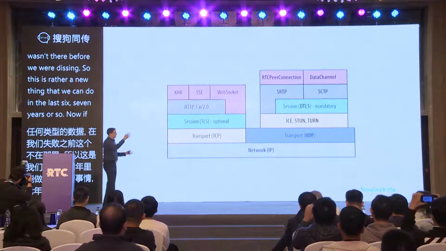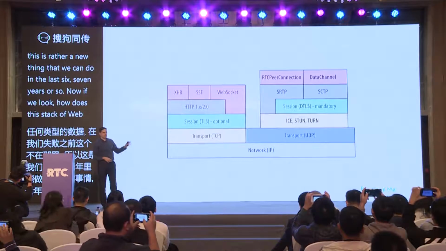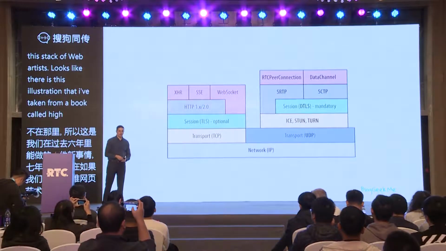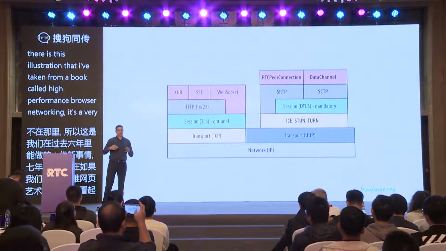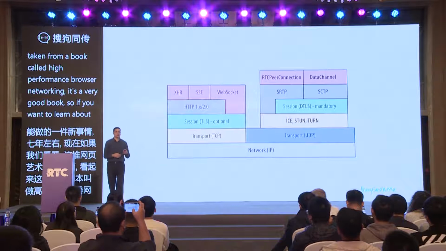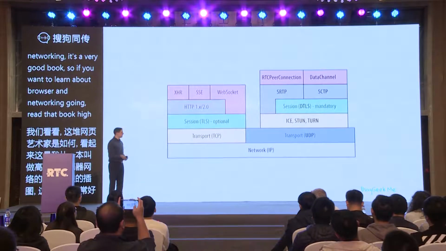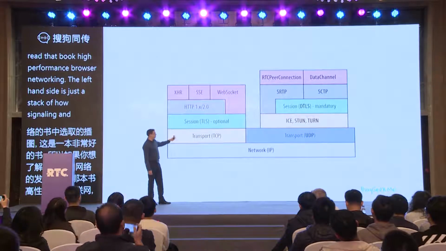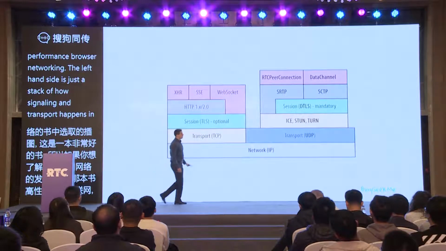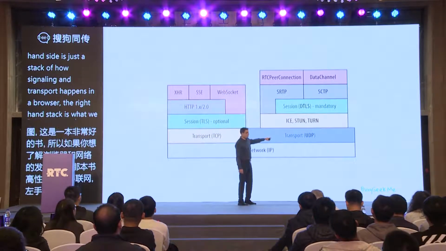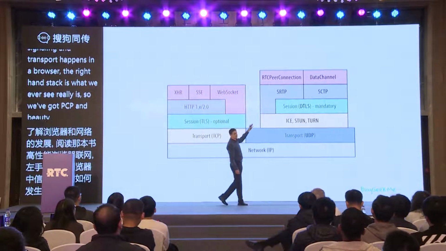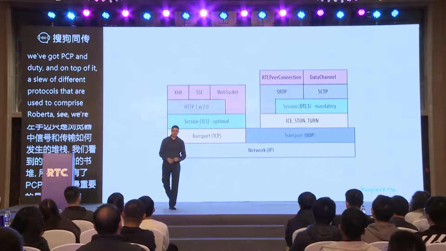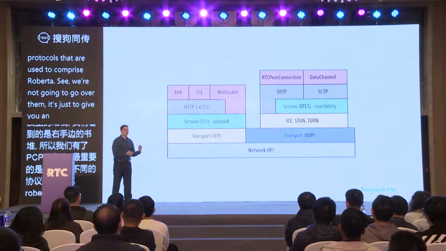If we look at what the WebRTC stack looks like, there is this illustration that I've taken from a book called High Performance Browser Networking. It is a very good book, so if you want to learn about browser networking, go and read it. The left-hand side is the stack of how signaling and transport happen in a browser. The right-hand stack is what WebRTC really is. You've got TCP and UDP, and on top of them a slew of different protocols that comprise WebRTC. We're not going to go over them. It's just to give you an impression of what's there in WebRTC.